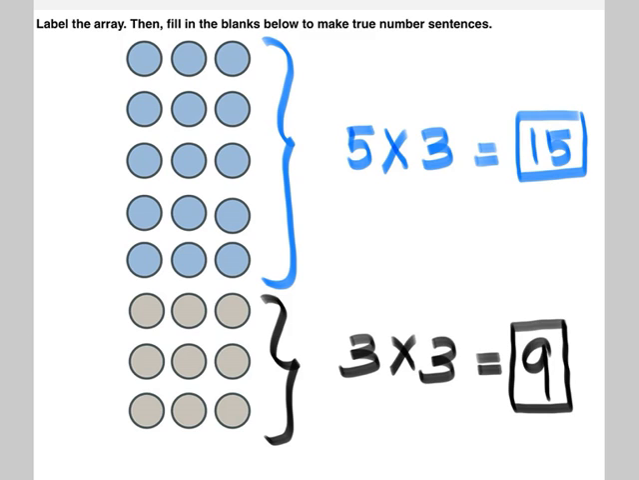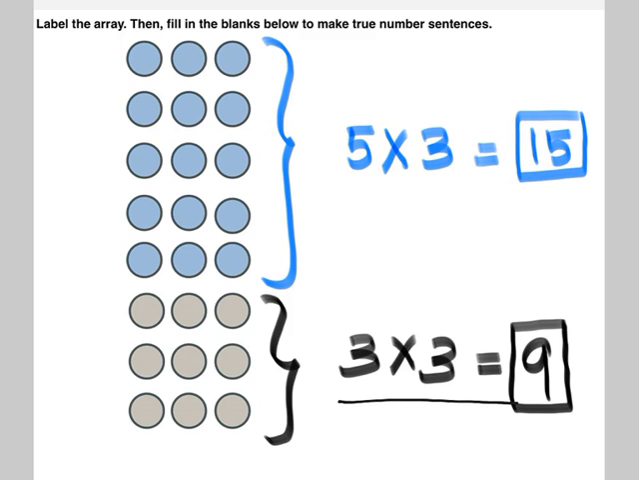And we know that 5 times 3 is equal to 15. So what is the meaning of 5 times 3? 5 times 3 means 5 groups of 3. So it is 3 plus 3 plus 3 plus 3 plus 3. So when we add all the 3's, we will get 15. So 3 plus 3 is 6. 6 plus 3 is 9. 9 plus 3 is 12. And 12 plus 3 is 15.